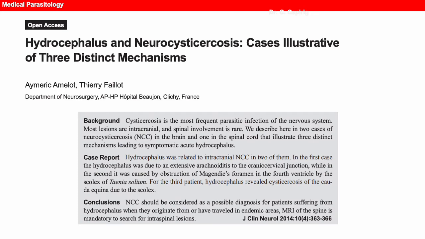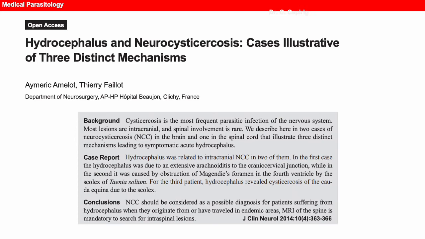In this case, Amelot and Philot reported that hydrocephalus was related to intracranial neurocysticercosis, and that the hydrocephalus was due to an extensive arachnoiditis in the craniocervical region. Now remember that we have several layers of the meninges of the brain.